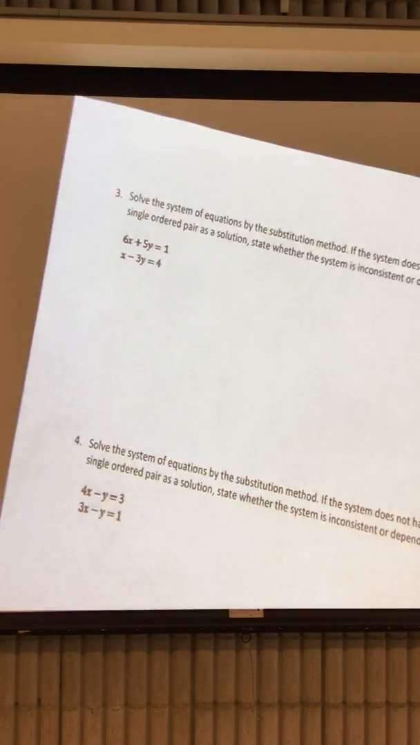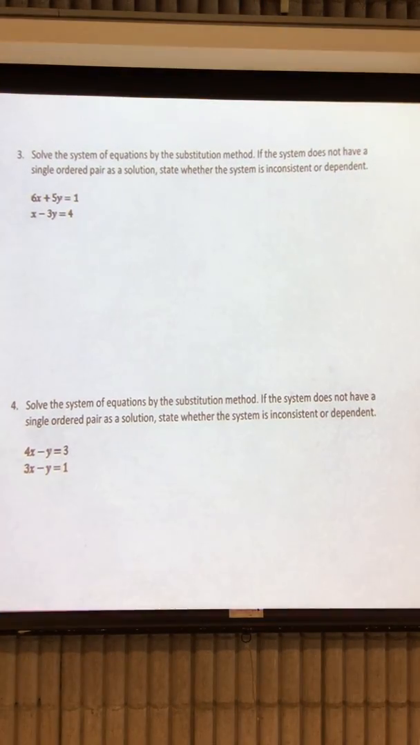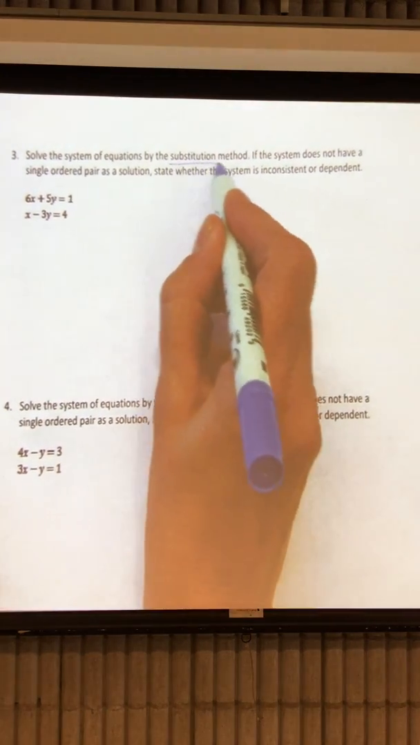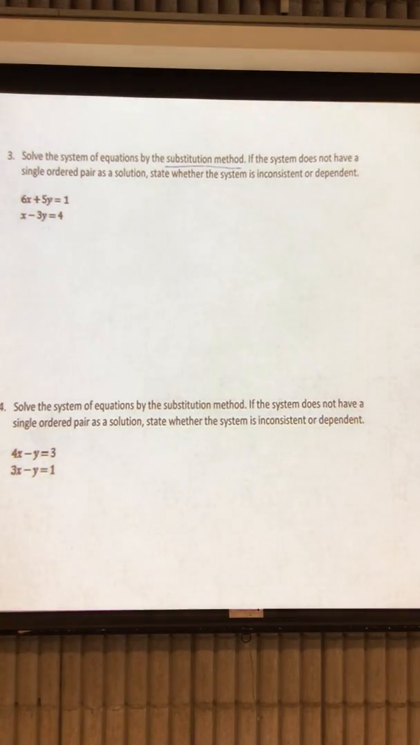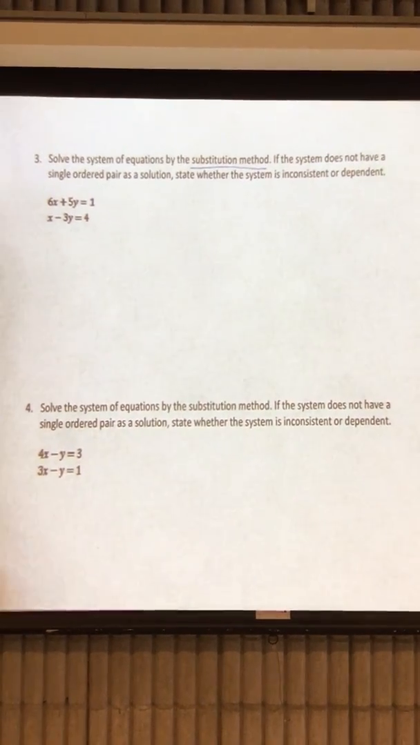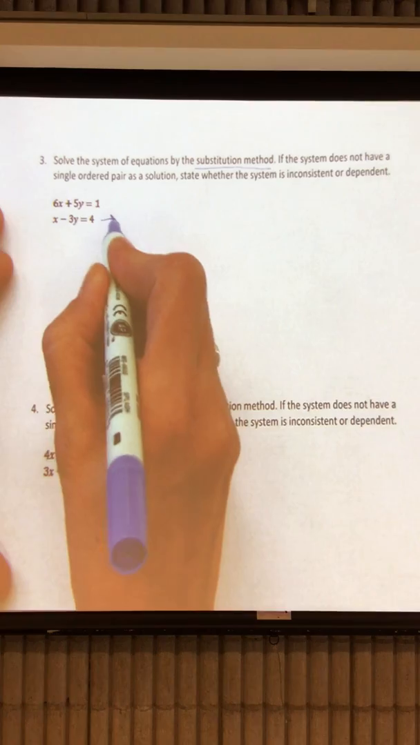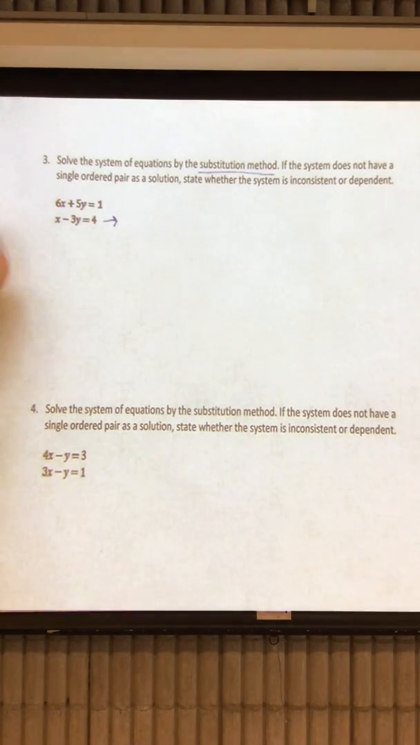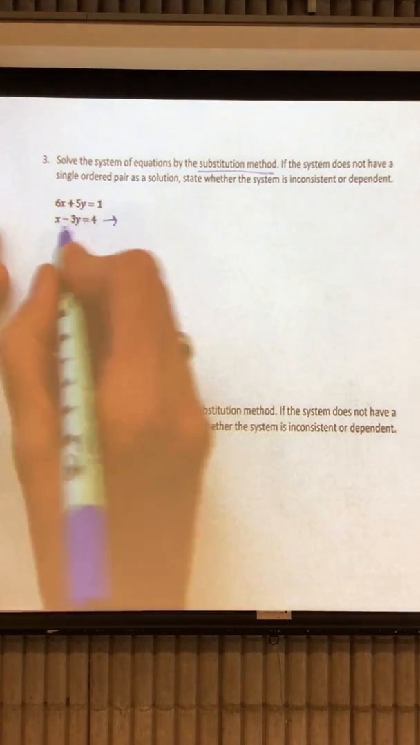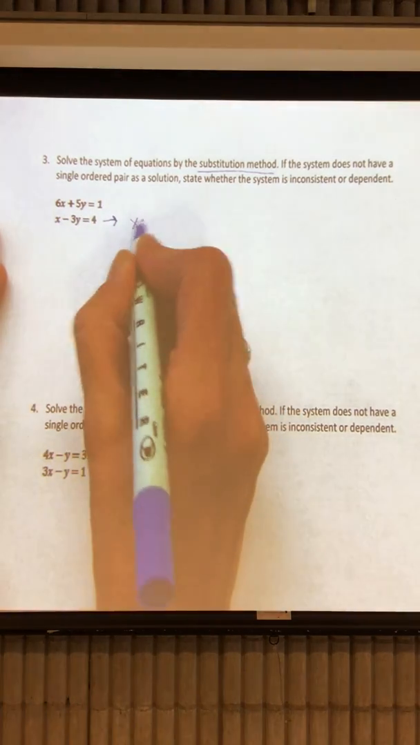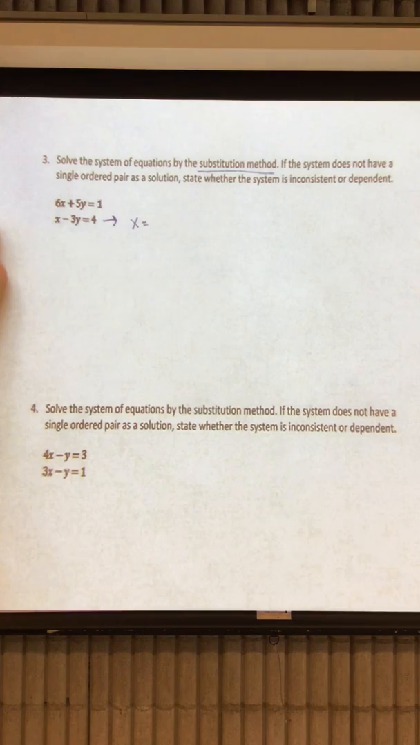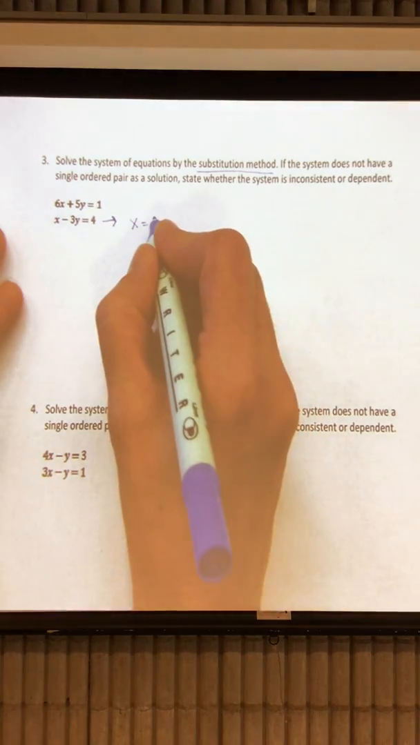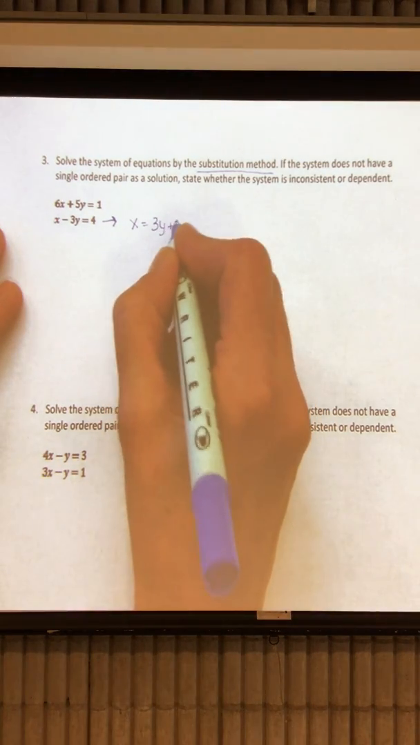Let's move on to number 3. So number 3, let's solve the system of equations by the substitution method. So the substitution method tells us that we want to substitute one equation into the other. So let's rewrite the second equation and substitute the second equation into the first. So here let's solve for x. So x is equal to 3y plus 4.